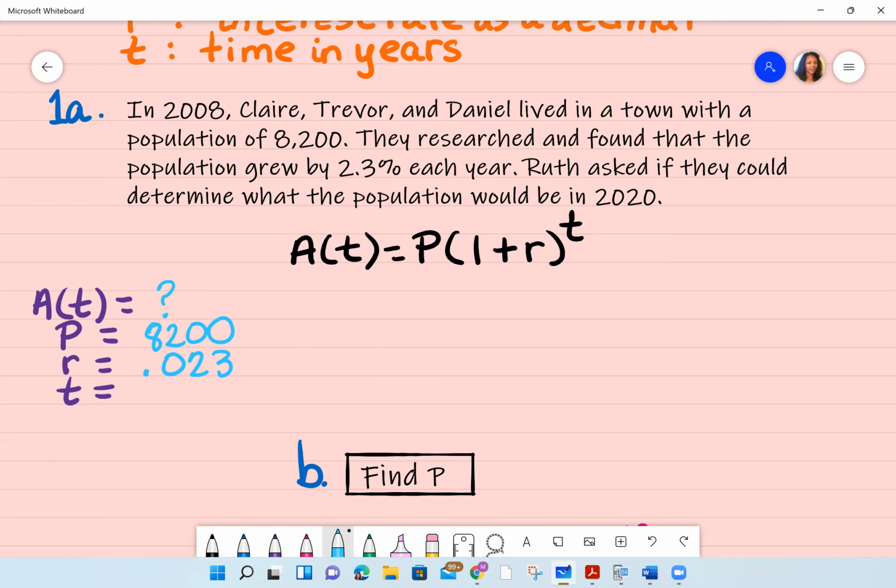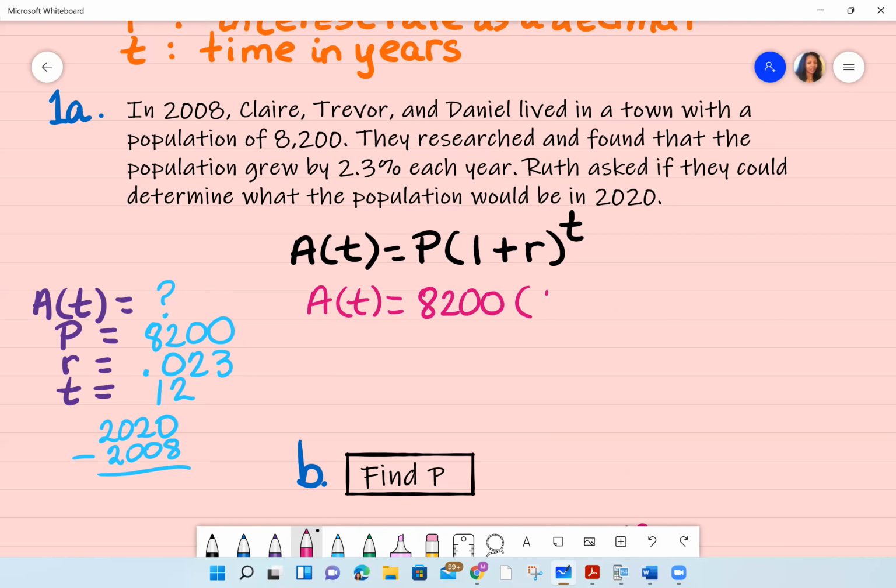For my time, I wasn't given a specific year, so I have to do the work. I'm trying to find what the population will be in 2020. Well, it started in 2008. So I'm just going to take the difference between those two, and that will give me my time, which is 12 years. Now I want to find each variable and place the information in the order based on where the variable is located in my formula. I don't know A of t, so I'm going to leave that as A of t. I know that P is 8,200.